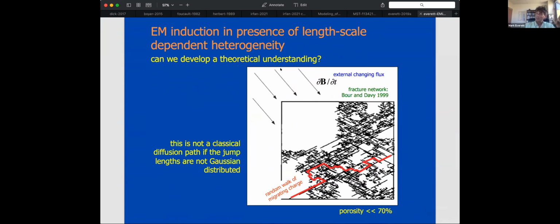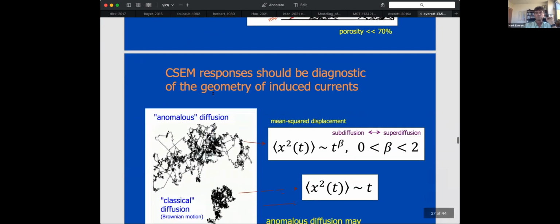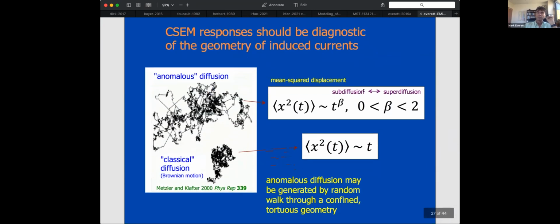If we could imagine exciting it with some external changing flux, dB/dt, we're going to get a migration of charge carriers, or essentially a random walk. And notice that because of the geometric hierarchy of the fractures, this random walk will not take even steps, but will take some longer steps and some smaller steps. And so we would not be surprised to find out that those differences in path lengths are going to make a significant impact on our measurements.